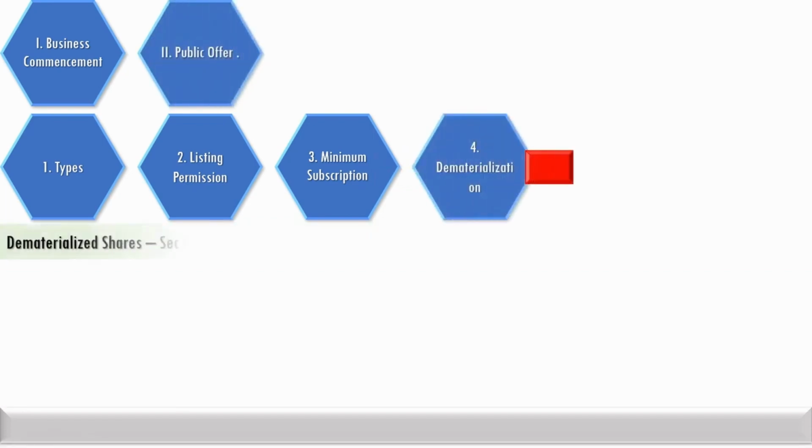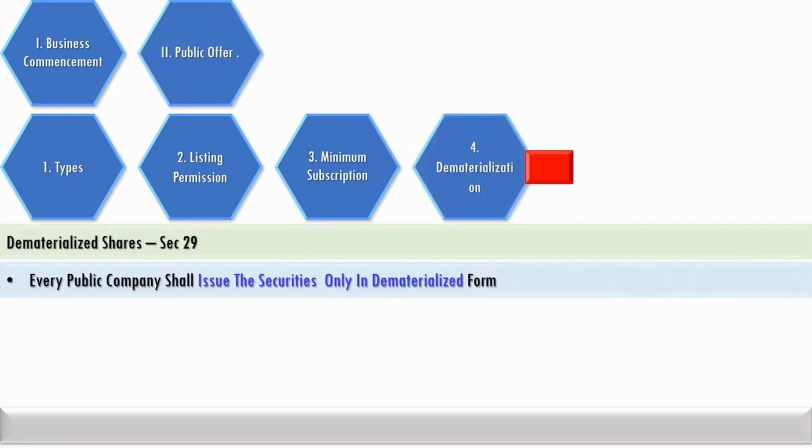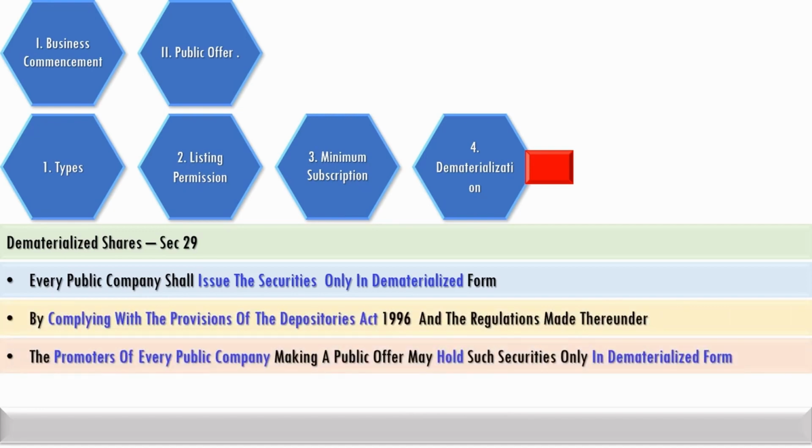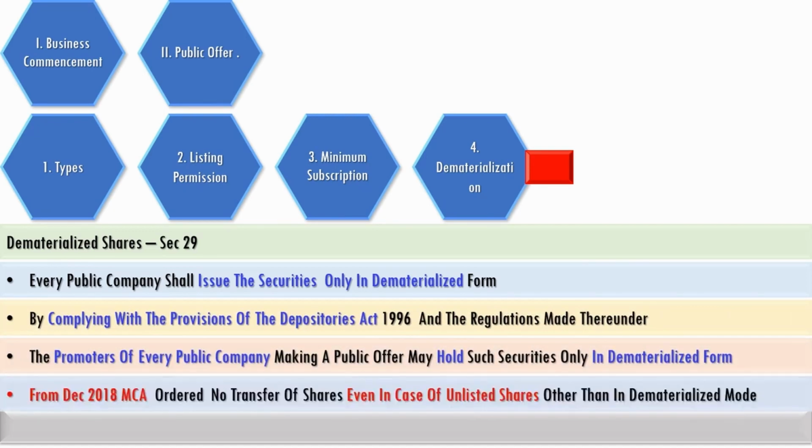As per Section 29, public companies can make an offer only in terms of dematerialized form. Even the promoters are required to hold their shares in the dematerialized form, and post December 2018, even unlisted companies are prohibited from transferring shares unless such shares are in dematerialized form.